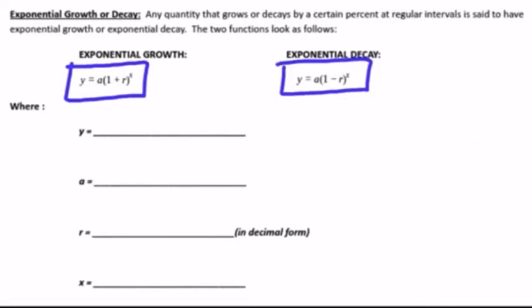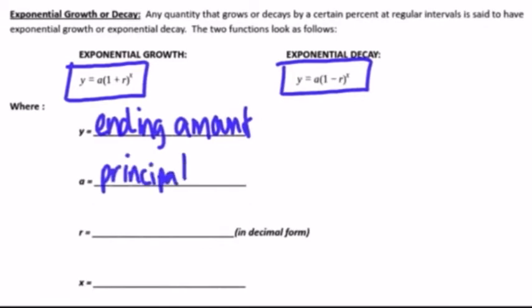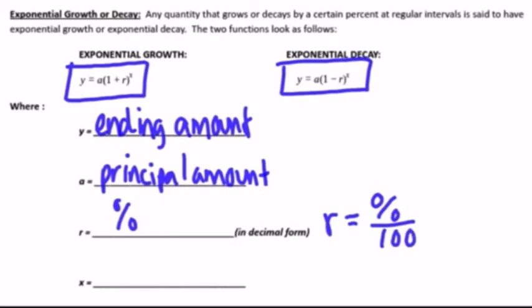Okay. So what do each of these variables mean? Well, y is going to be your ending amount, however much money you end up gaining or losing over time. a is what we call the principal amount, that initial amount you purchased it for. So the actual dollar signs you see in the problem. r is going to be your percent, which they're going to tell you, but you have to change it to a decimal. So you're going to make sure r is your percent divided by 100, and you use that number. And x is over time.